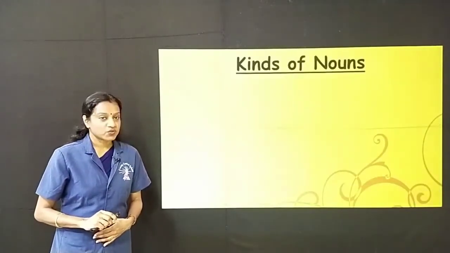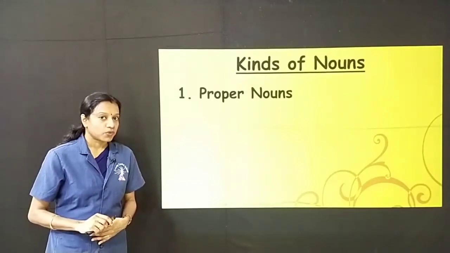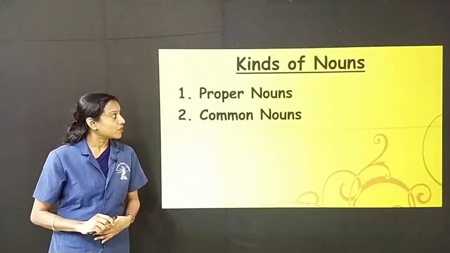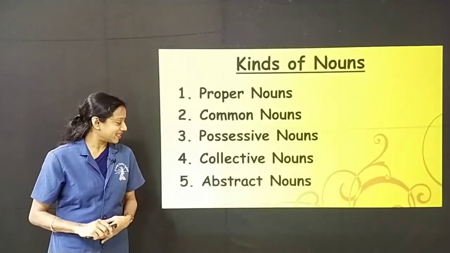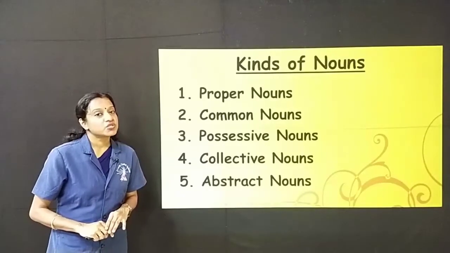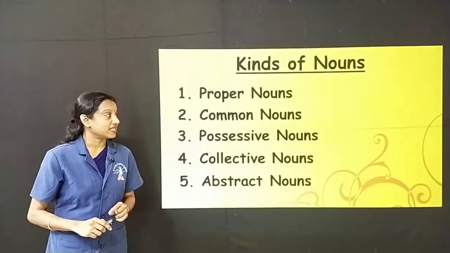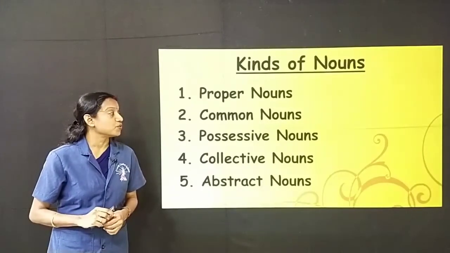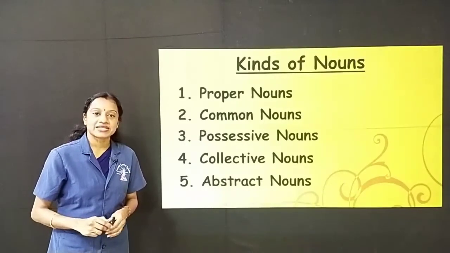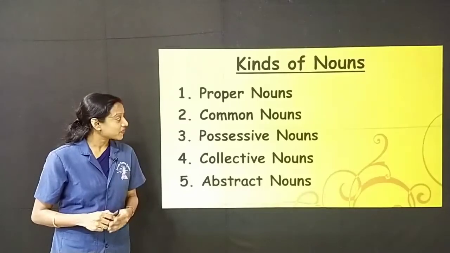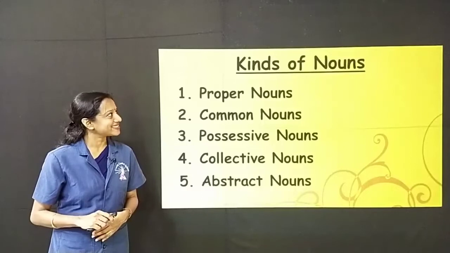So kinds of nouns, children. So let's see what are the kinds of nouns. Proper noun, common nouns, possessive nouns, collective nouns and abstract nouns. So children, you have done all these in your previous grammar lesson. Now today we are just going to do proper noun and common nouns so that we can complete some exercises in your textbook. And the rest, all 3, we are going to do it in your next grammar lesson.